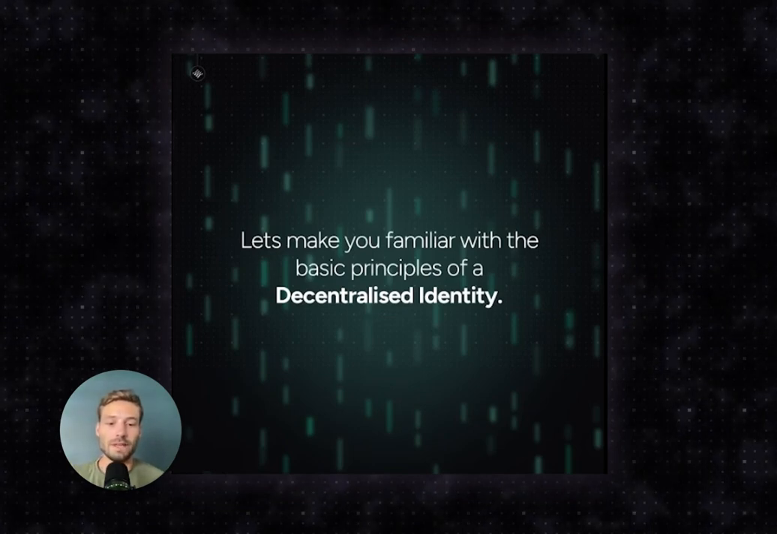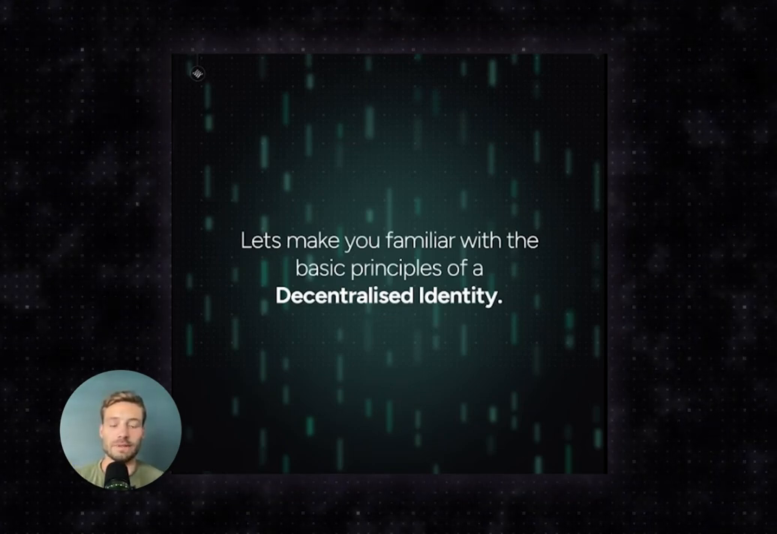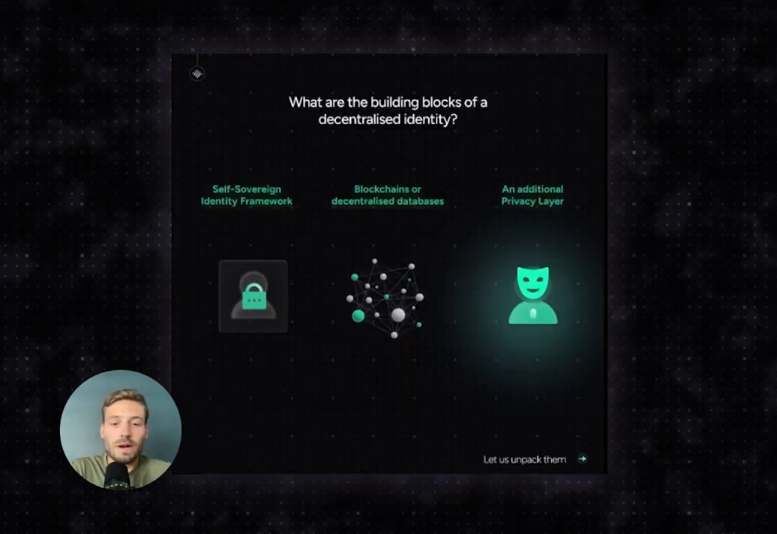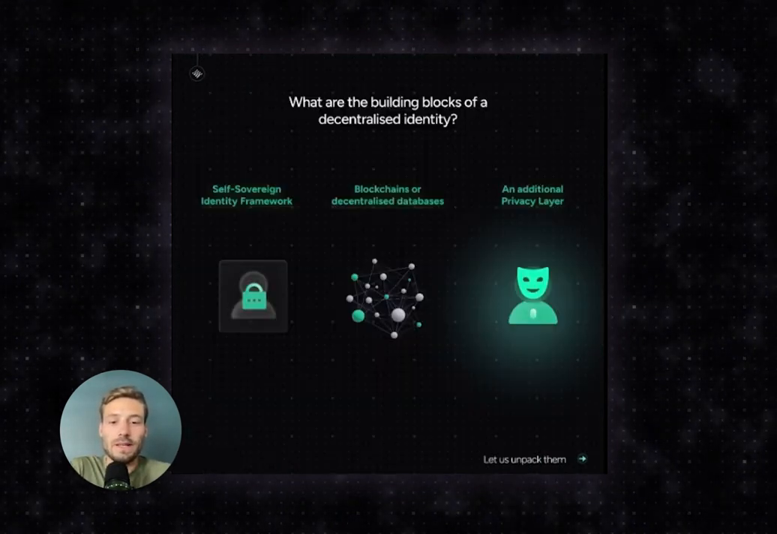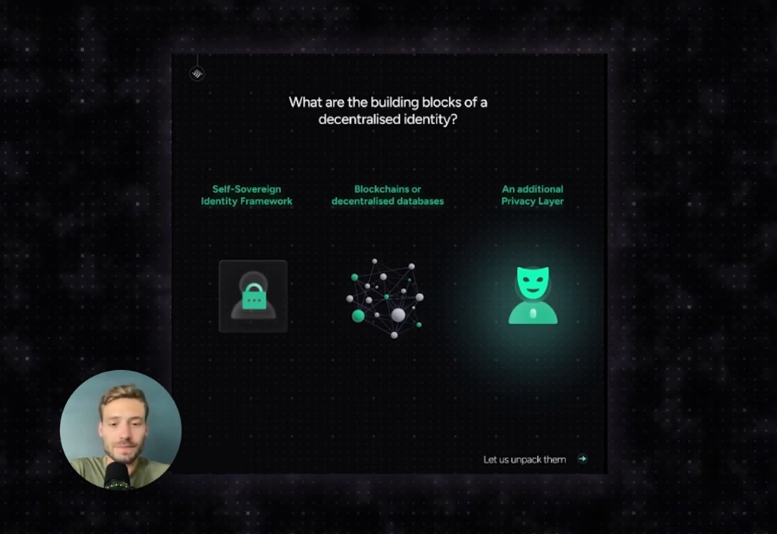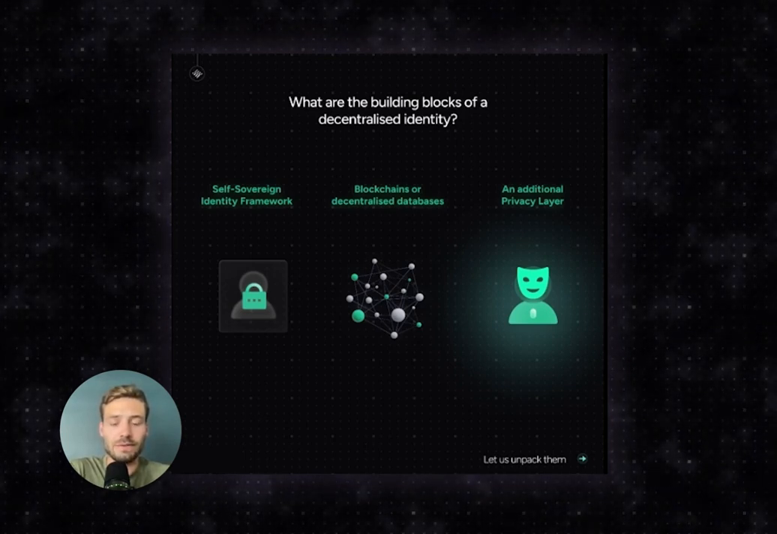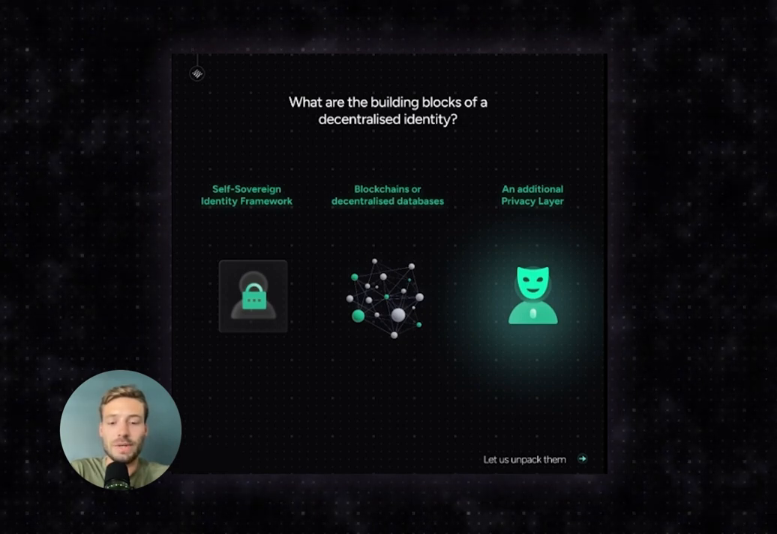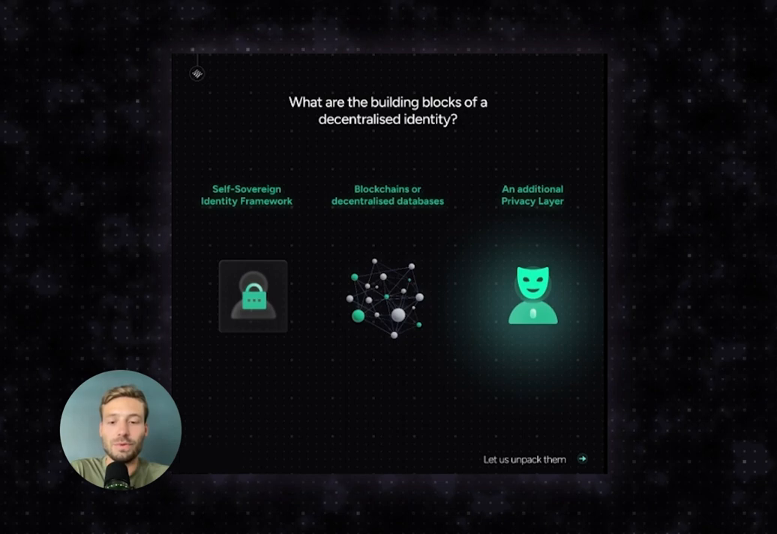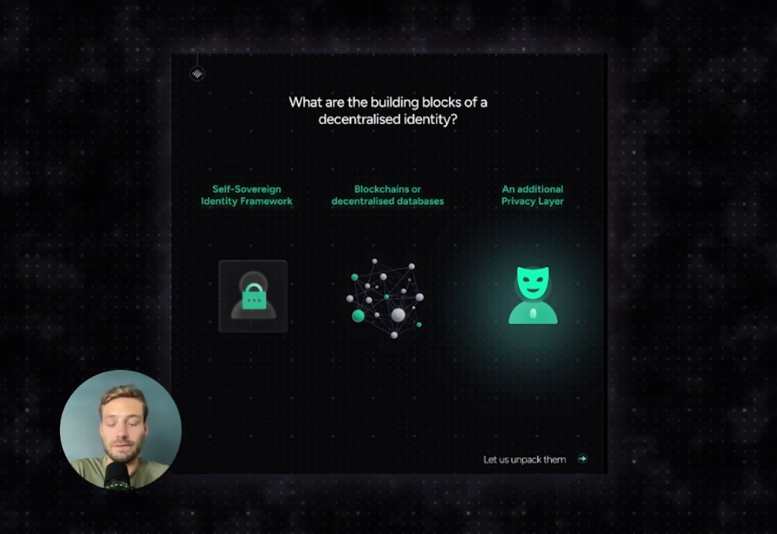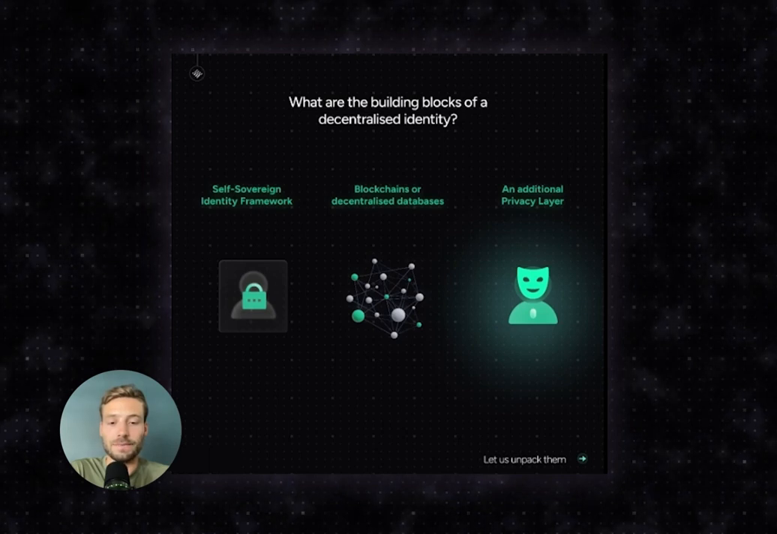So let's start with making you familiar with the basic principles of a decentralized identity. What are the building blocks that we are requiring to adopt that decentralized identity? Let's zoom in on all three of them. The first one being the self-sovereign identity framework, which is a framework that helps you to truly self-own, be self-sovereign, and be in full control of your identity data.